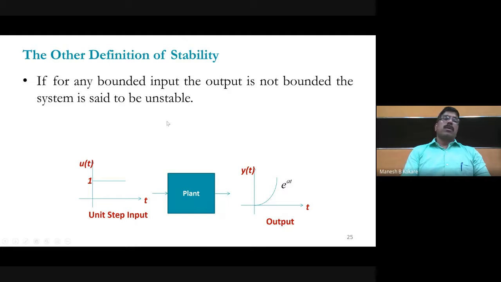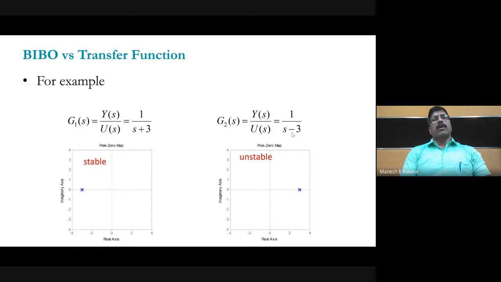Now, if for any bounded input the output is not bounded, then that system is said to be unstable. If for a bounded input your output is unbounded, meaning it is going to infinity, then that system is said to be unstable. If the transfer function of a system is 1 upon s plus 3, the pole will lie at -3, so definitely this system is stable. But if the system has transfer function 1 upon s minus 3, then s minus 3 equal to 0 gives a pole location on the right side, and your system will be unstable. So this is an example of an unstable system, and that is an example of a stable system.